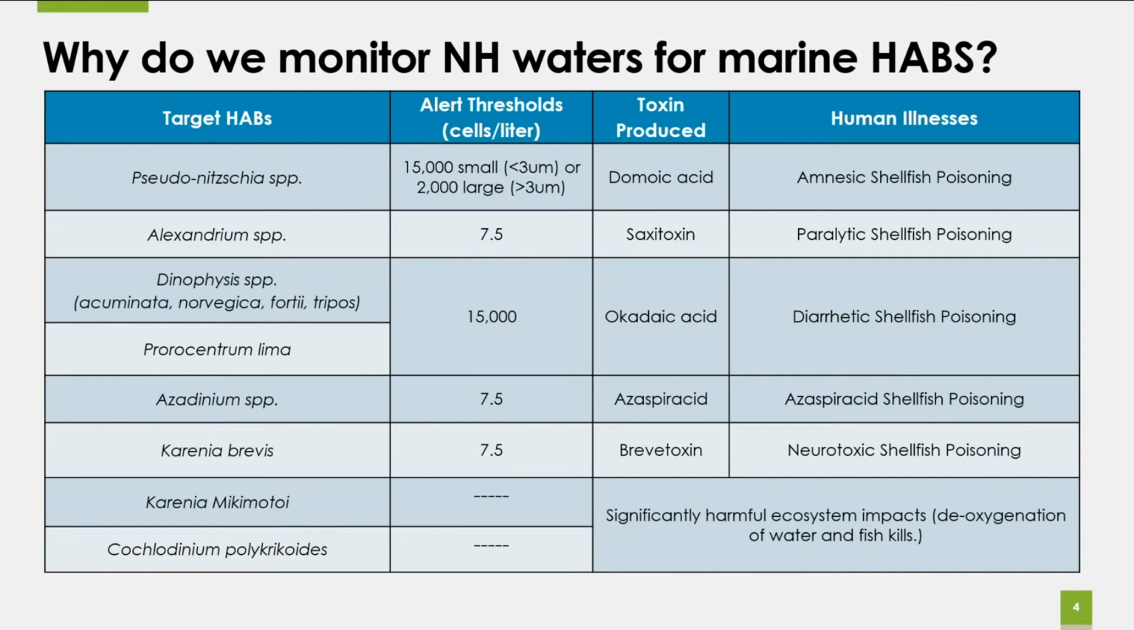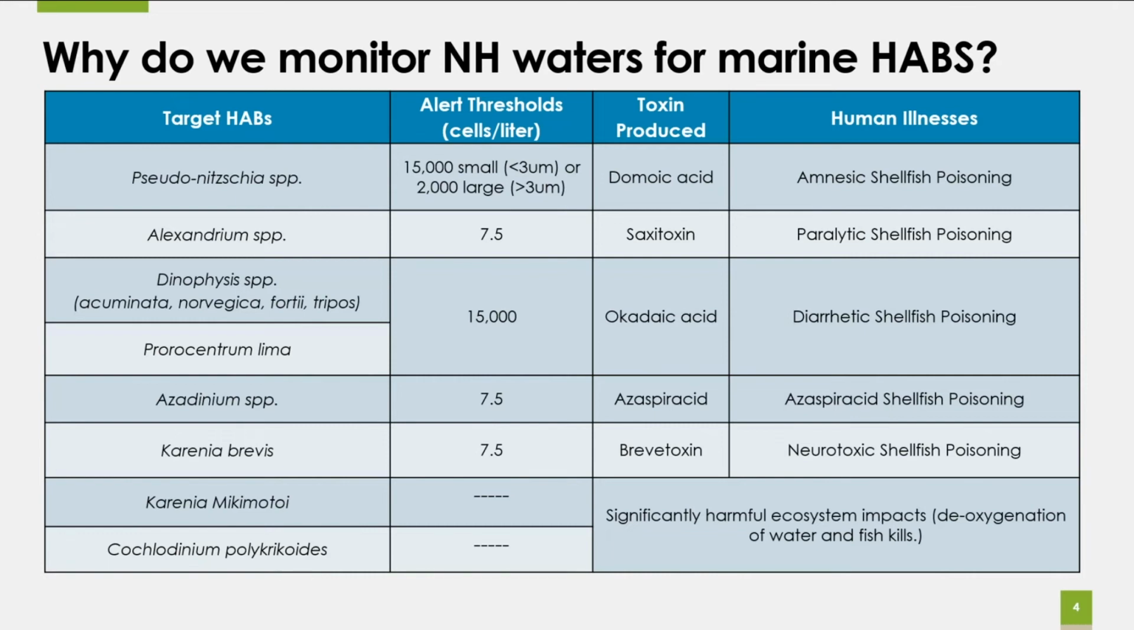So that's why I say phytoplankton monitoring is our first line of defense, saying, okay, there's a problem here, we need to look further. Which is why you see this list of target HABs, the algae species that we focus on. Each has an alert threshold, which is when our routine water sampling of phytoplankton indicates that there's potential for toxicity. That's where the alert threshold comes from.